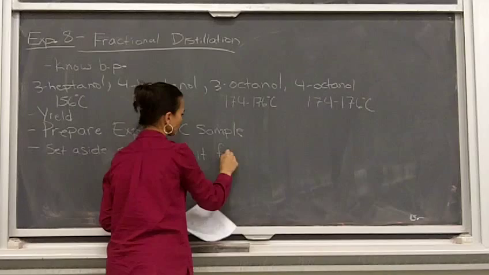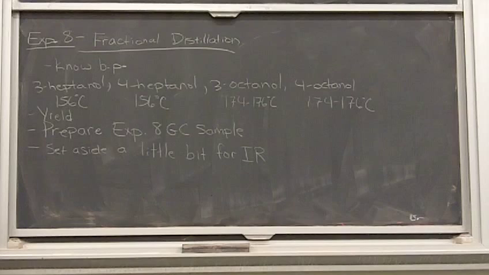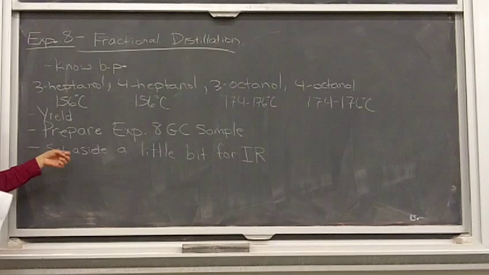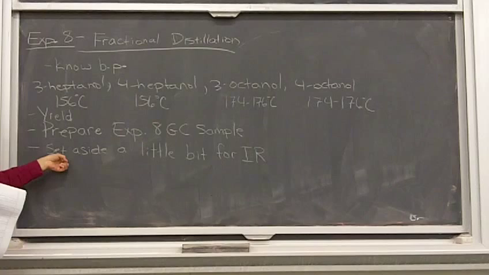And so in a vial, I mean, they're all liquids, so you need one drop to collect an IR spectrum. So set aside just a little bit for the IR spectrum, okay? And then keep going on with experiment 11, okay? So I wouldn't stop here to collect the IR spectrum, because that can happen in open lab or at the end of the lab period. Make the GC sample, set aside the little bit for IR, and then get moving with experiment 11, all right?